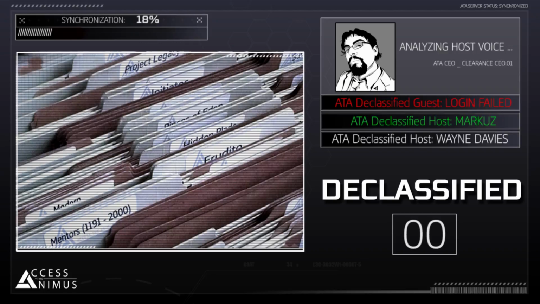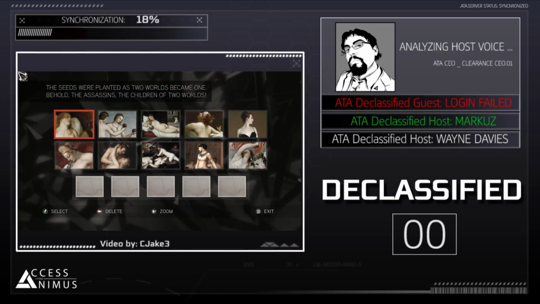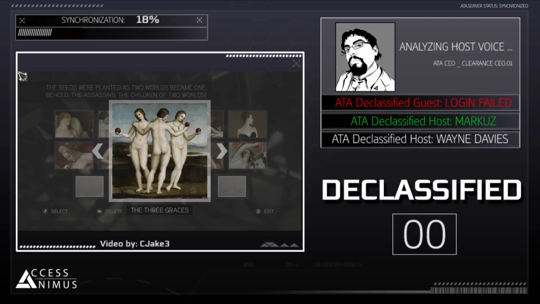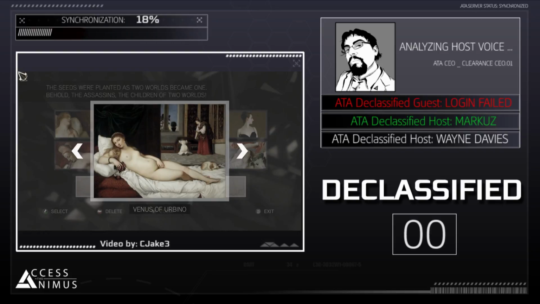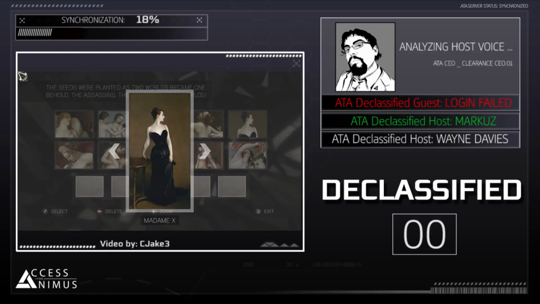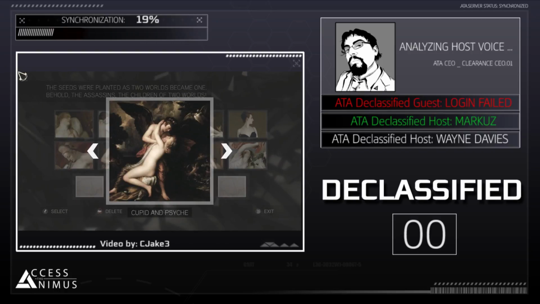There is a mention in Glyph 14, the hint by Subject 16, Clay. He says the seeds were planted when two worlds become one. Behold, the assassins, they are the children of two worlds. And the meaning in this is that the assassins are the children of the first civilization and the humans.